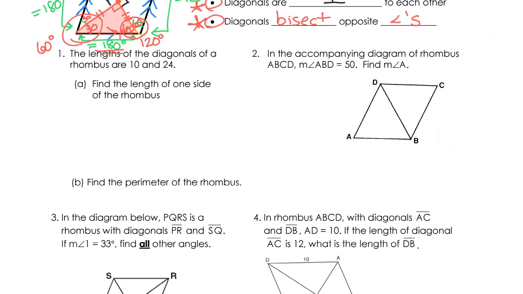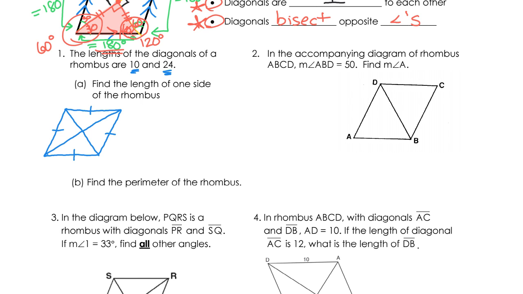Now we're going to answer some questions based on what we know about the rhombus. In number 1, it says that the lengths of the diagonals of a rhombus are 10 and 24. So I'm going to go ahead and draw a rhombus. I try to draw it like a parallelogram, but I draw it so that all the sides look equal. Then they're talking about the diagonals, so we'll draw the diagonals in. And they're giving me the lengths of the diagonals. The longer diagonal is 24, the shorter one is 10.